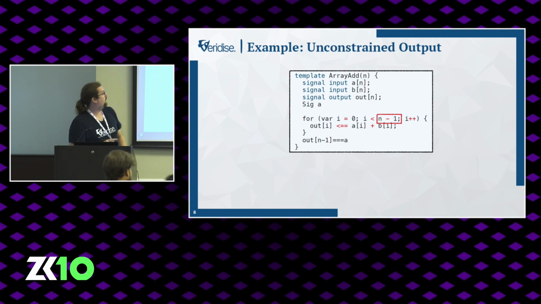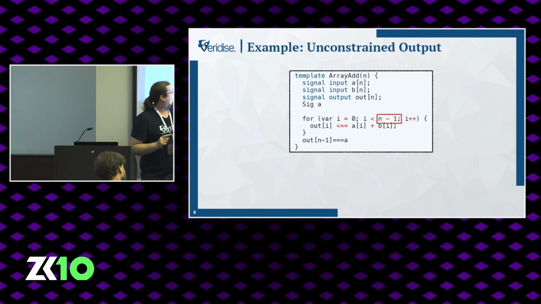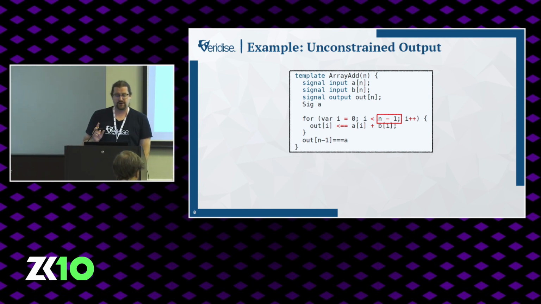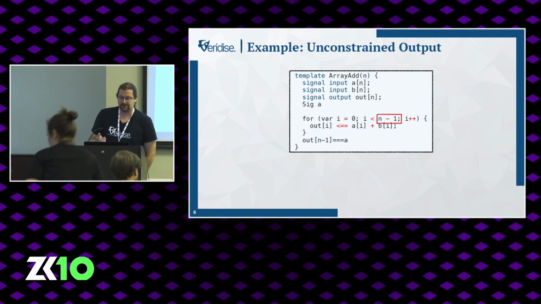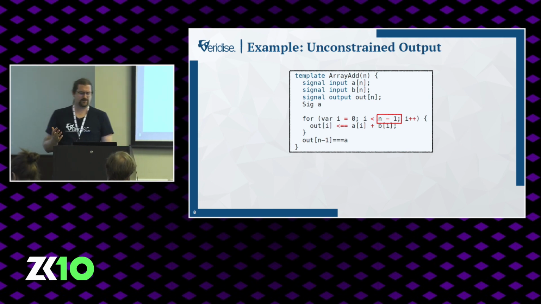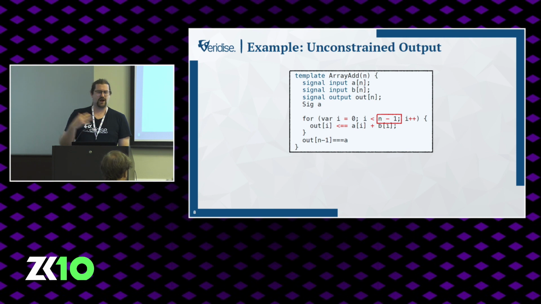Right, so this is constraining output of n-1 equal to a. The reason why that's bad is because what this should be checking is, and this is where the typo comes in, technically a is overloaded in this case. That should be something like n. So what this is really trying to constrain is that out of n-1 should be equal to a of I plus b of I, or a of n-1 plus b of n-1, and that should be equal to n.